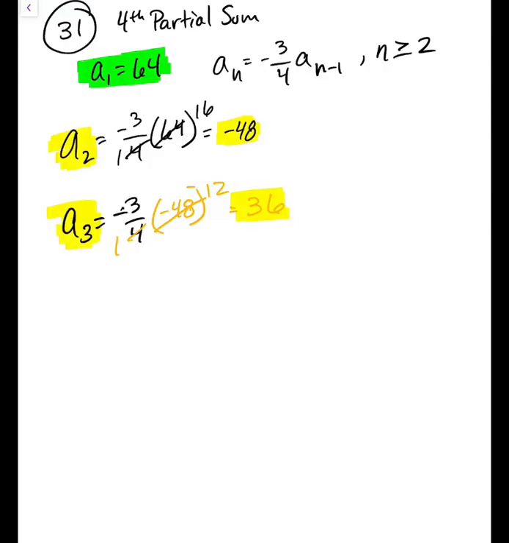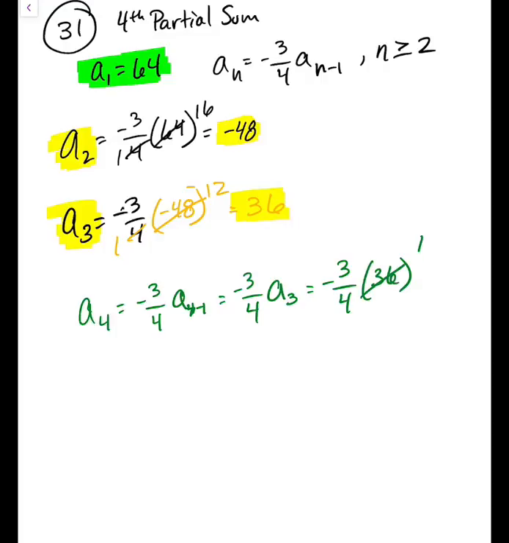Okay, and then my fourth term, which is my last term. This is the last one. So my fourth term is negative 3/4 times a sub 4 minus 1, which is negative 3/4 a sub 3, and the value of a sub 3 is 36. So that's negative 3/4 times 36. Simplify this, oops, sorry, that's going to be 9, and that'll be 1. And then this will simplify so that a sub 4 will be negative 27.